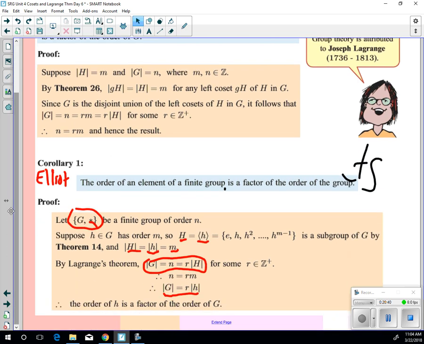The order of an element of a finite group is a factor of the order of the group. It's part of the Lagrange theorem. I'm pretty sure it's only useful if you have an element and a group, and it's not an element of the group.